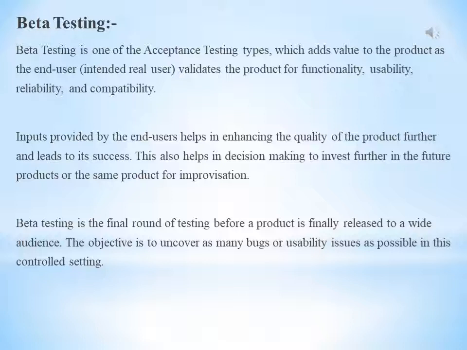They will be seeing the software for the first time and will readily find anything that's confusing or difficult to use. Beta testing is live testing and is conducted in an environment which is not controlled by the developer. That is, this testing is performed without any interference from the developer. In this beta testing, inputs provided by the end user help in enhancing the quality of the product further and leads to its success. This also helps in decision making to invest further in the future product or the same product for improvisations.